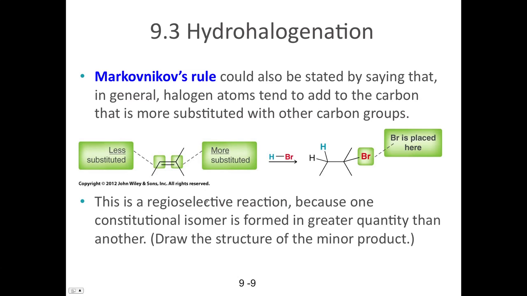This is a regioselective reaction because only one constitutional isomer is formed in greater quantity than the other. It's regioselective, not specific, because you'll have a mixture of compounds, with a major product and a minor product. If this is the major product here, what would be the minor product? That would be simple. Just put the bromine on the other side and the hydrogen on that side. But that would be the very minor product.